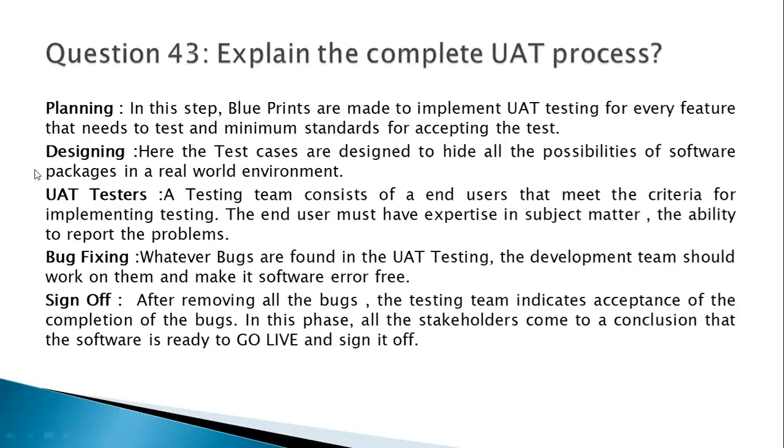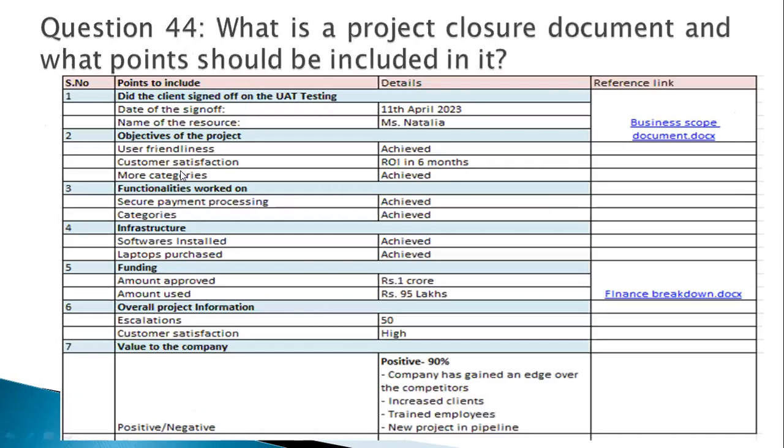Okay, guys. Then the last question for the day is your project closure document. So, guys, this is another very important question I've been facing difficulty with. So, guys, in the project closure document, we have first, did the client sign off on the UAT testing? If yes, on which date and who is the resource who signed off on the UAT testing? Okay. What are the objectives of the project? Did we achieve those objectives? User friendliness? Yes, the application is user friendly. Is the customer satisfied? I don't know that because return on investment is 6 months.